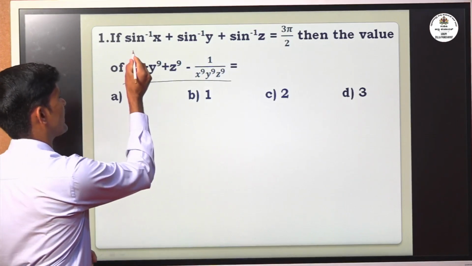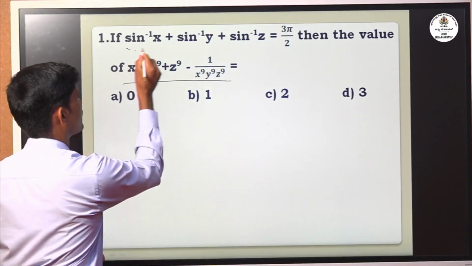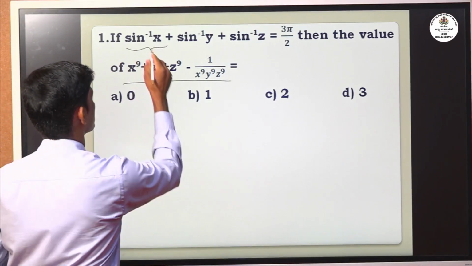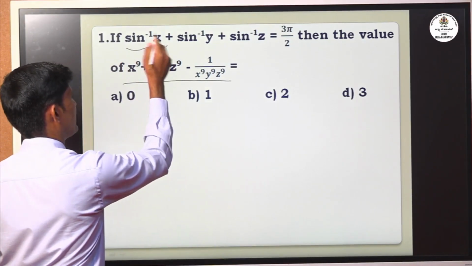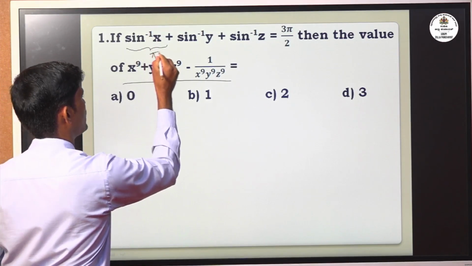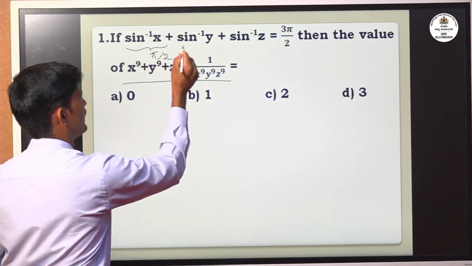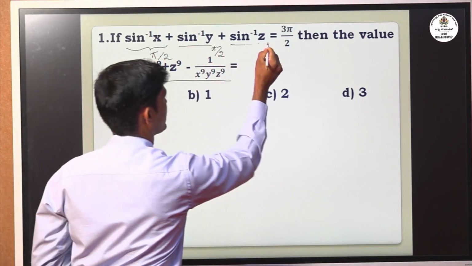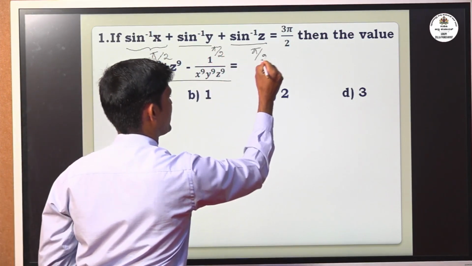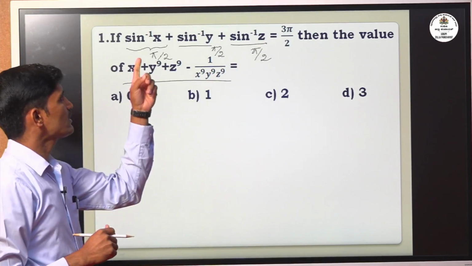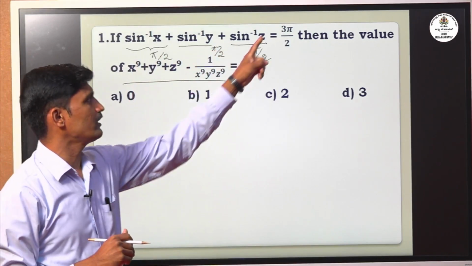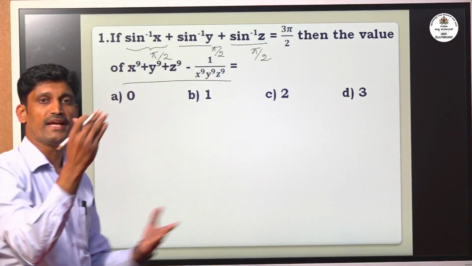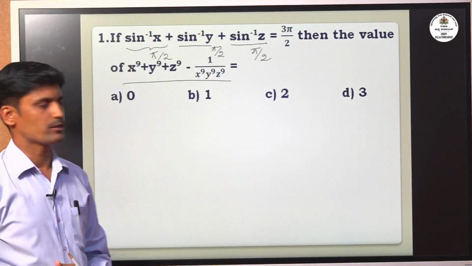Sin inverse x can take the maximum value. Sin x can take the maximum value 1, so sin inverse x can take the maximum value pi by 2, and sin inverse y can also take the maximum value pi by 2. Sin inverse z can take the maximum value pi by 2. Therefore, sin inverse x plus sin inverse y plus sin inverse z equal to 3 pi by 2 is possible if all of them take their maximum possible value, that is pi by 2.